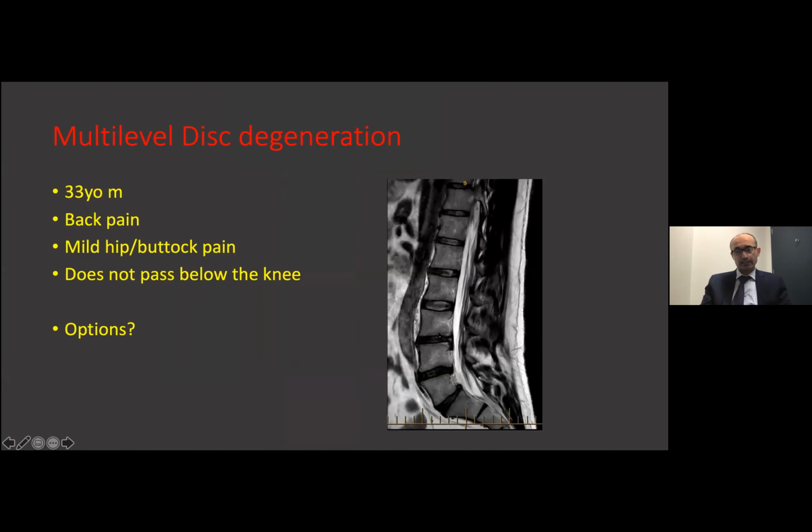And lastly, for multi-level degenerative changes, there is no panacea. Surgery definitely is not the best option for this young person with the back pain.